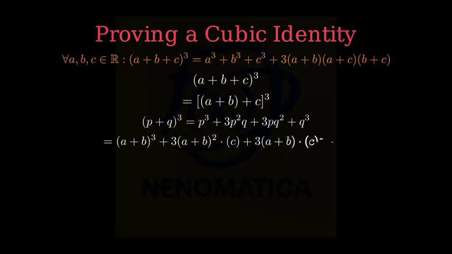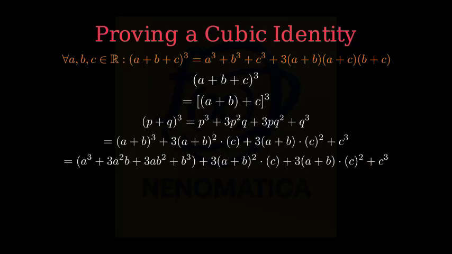Let's substitute p equals a + b and q equals c. This gives us (a + b)³ + 3(a + b)²c + 3(a + b)c² + c³. Let's further expand this expression. We'll now expand (a + b)³ using the same binomial cube formula. (a + b)³ equals a³ + 3a²b + 3ab² + b³. We'll also keep the remaining terms as they are for now: plus 3(a + b)²c, plus 3(a + b)c², plus c³. Let's continue by expanding the remaining terms.